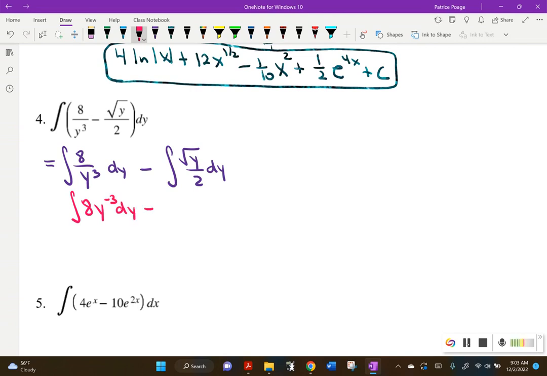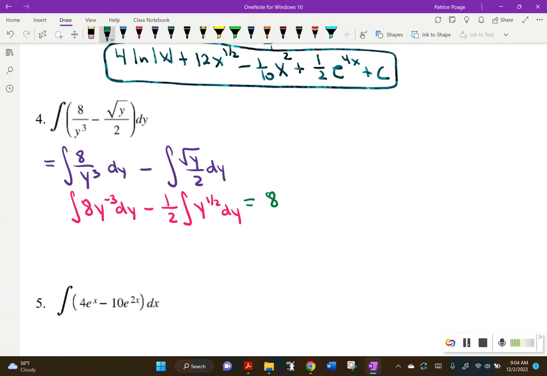And on this one, I have a number on the bottom. If there's a number on the bottom, you can bring it out front. So I'm going to bring it way out front, outside the integral sign. And then this is y to the half dy. Now I could have brought the 8 outside the integral sign also, or I could have left the half inside. It doesn't matter.